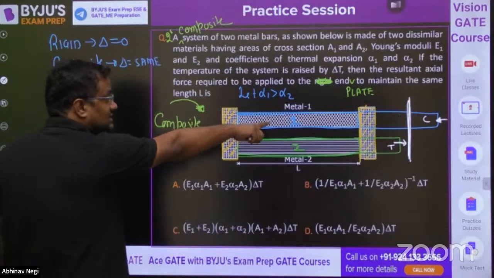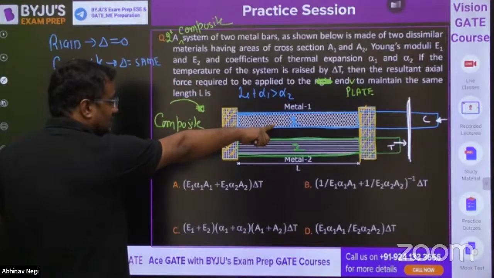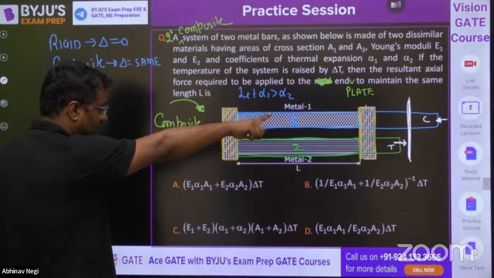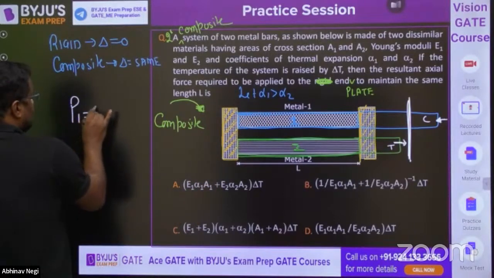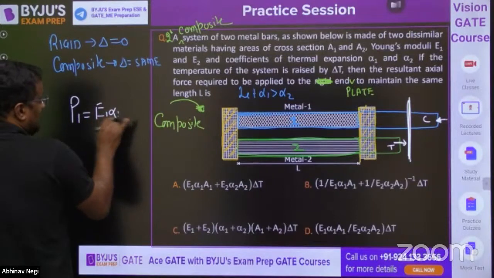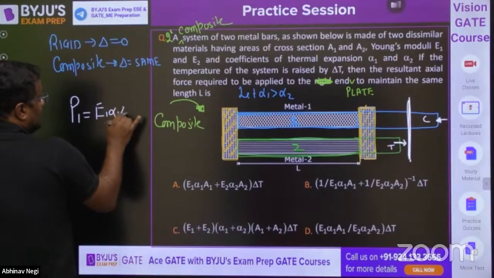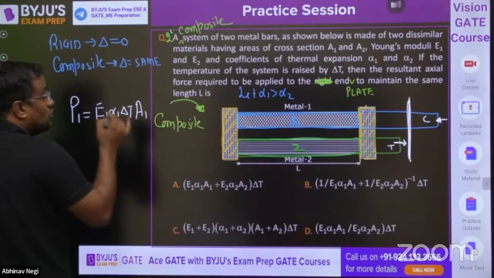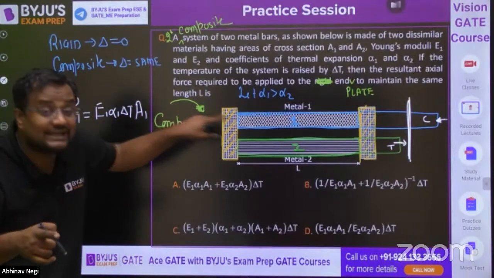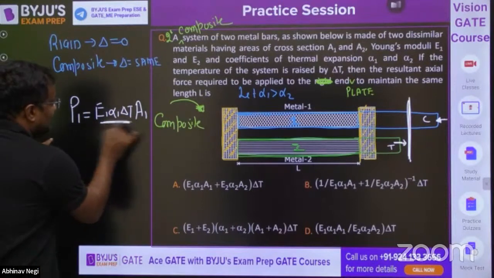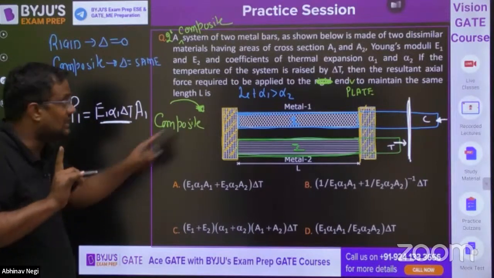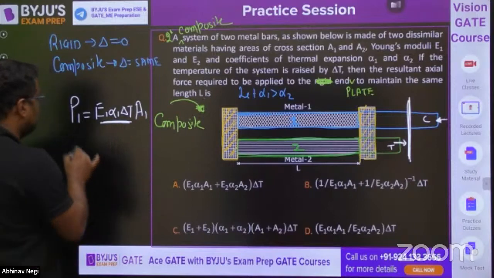So in fixed beam, the stress here is E1 alpha 1 delta T. Okay, stress is E1 alpha 1 delta T. So force P1 will be stress, that is E1 alpha 1 into delta T into area 1. This much force has to be applied, because if we want to make it delta 0, for delta 0, this much stress is coming. Delta 0, then only the length will be L. So this much force will be there.